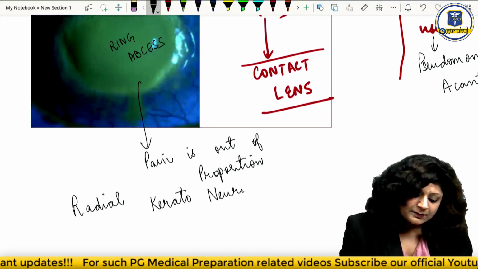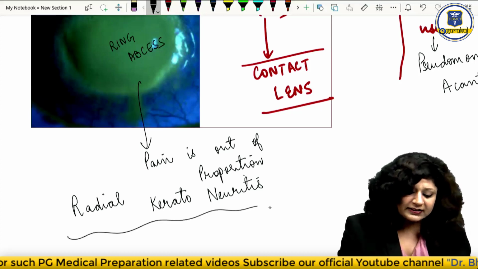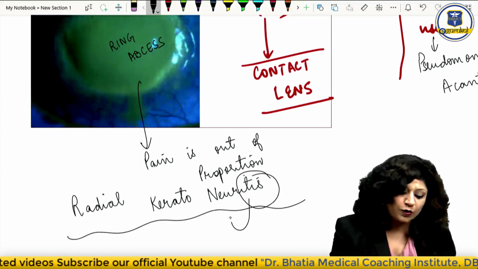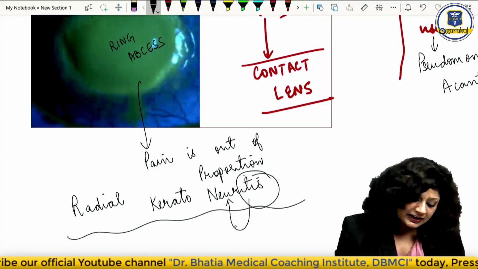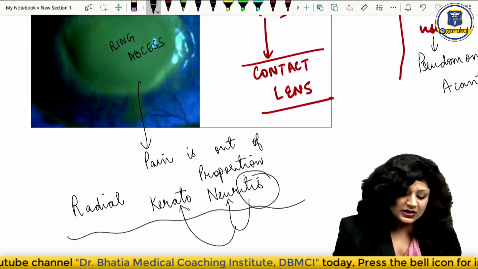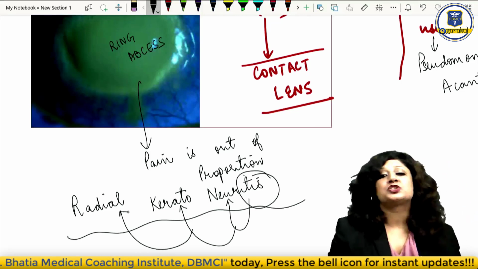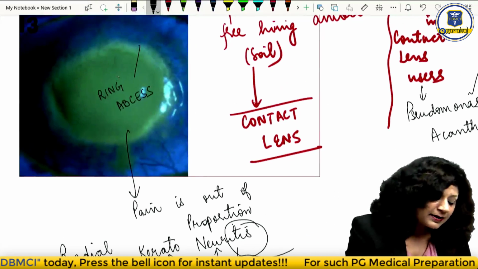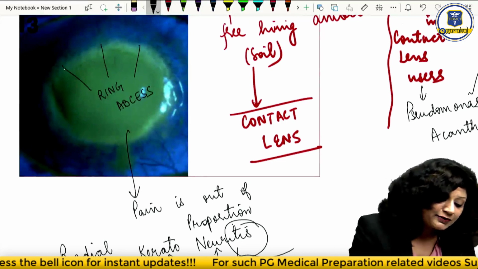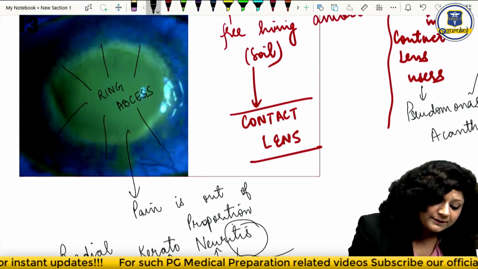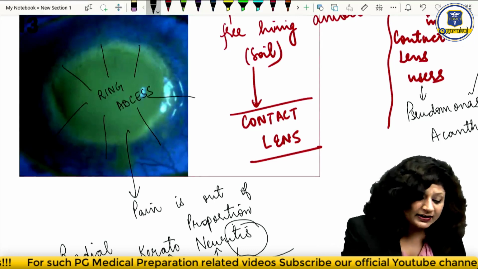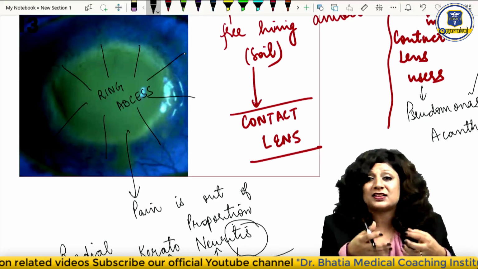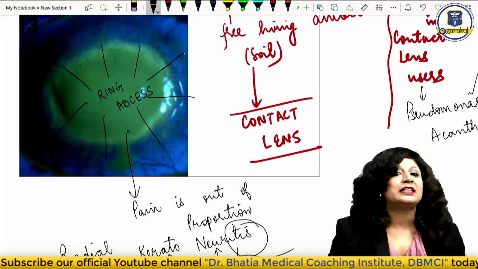Acanthamoeba corneal ulcer. Why? Because of the radial keratoneuritis. Here the patients are having the radial keratoneuritis. Neuritis means inflammation of the nerve. Which nerves? Kerato means corneal nerves. The corneal nerves are spread in a ring-shaped, radial fashion, that is why there is inflammation also in a radial fashion, and this is leading to the radial keratoneuritis, very severe pain in this patient.